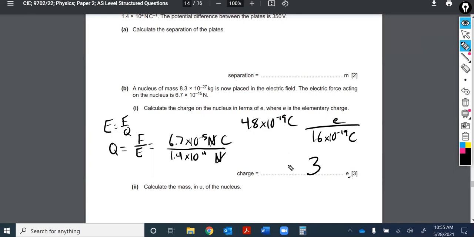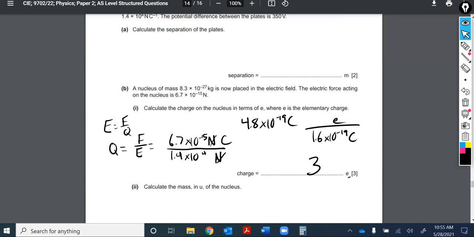And again, you get a number that should be a whole number, right? Like we can't have partial electrons. And so it's integer multiples of elementary charge. So you should get a whole number very close to it so that you can round it and feel good about, okay, that's the whole number there. Now it says calculate the mass in u of the nucleus.